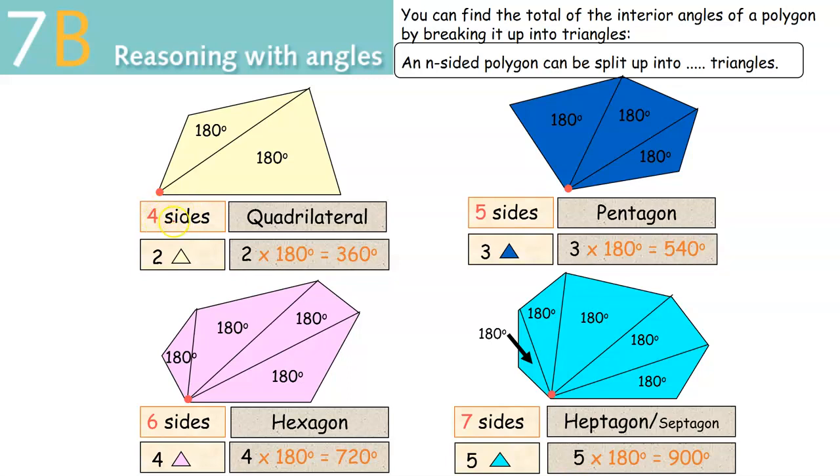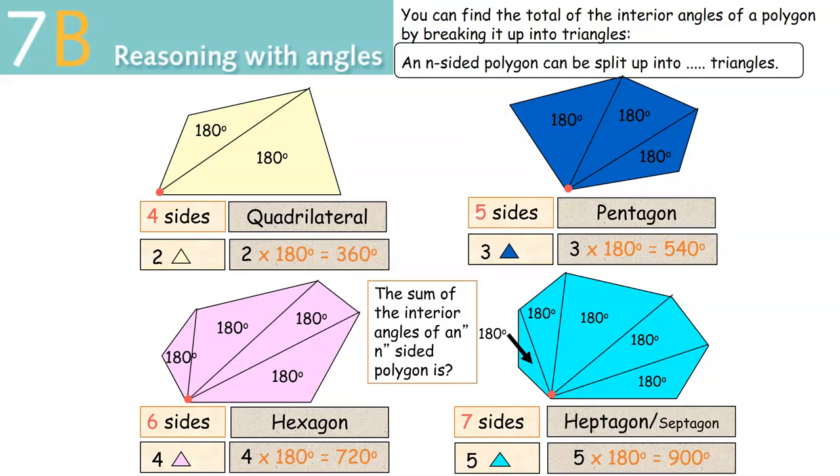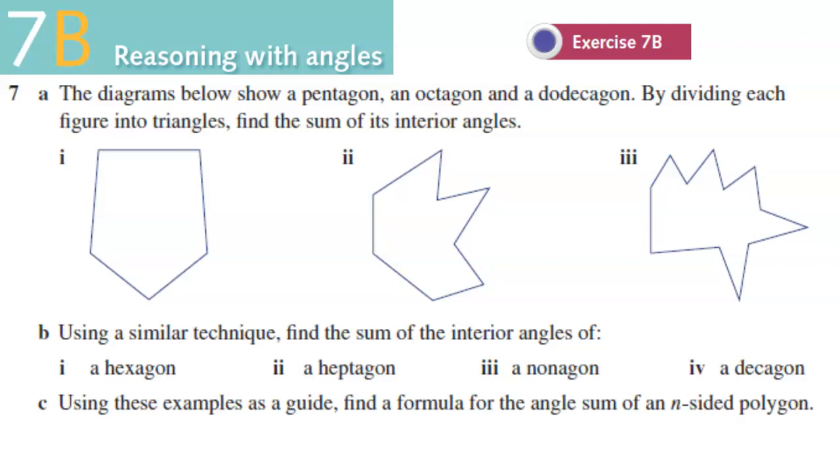Now, the 4-sided polygon can be split up into 2 triangles. 5-sided polygon, 3 triangles. 6-sided polygon, 4 triangles. 7-sided polygon, 5 triangles. So the connection between the number of sides and the number of triangles, there are 2 fewer triangles than sides. So we can work out the sum of the interior angles of a polygon by taking the number of sides and subtracting 2, and then multiplying that by 180. So use that information to help you with question 7.